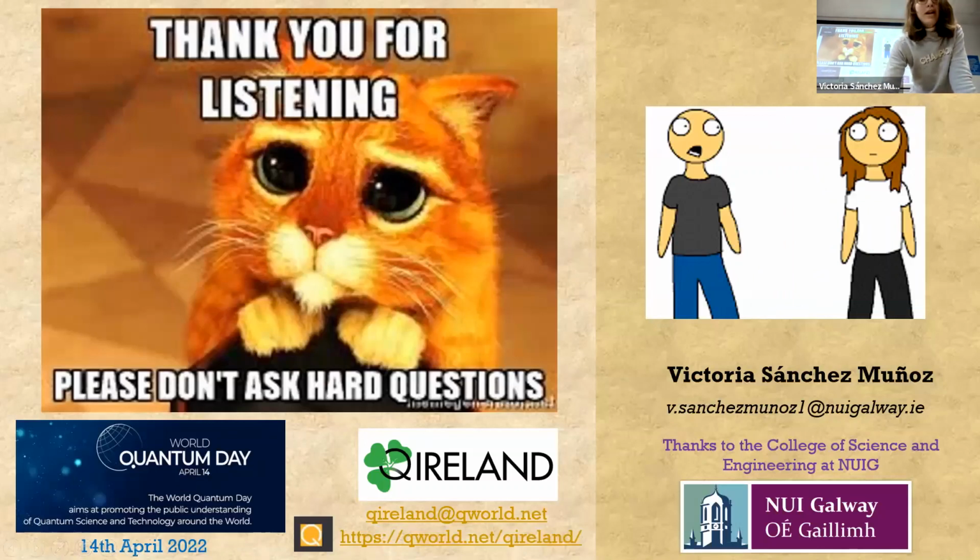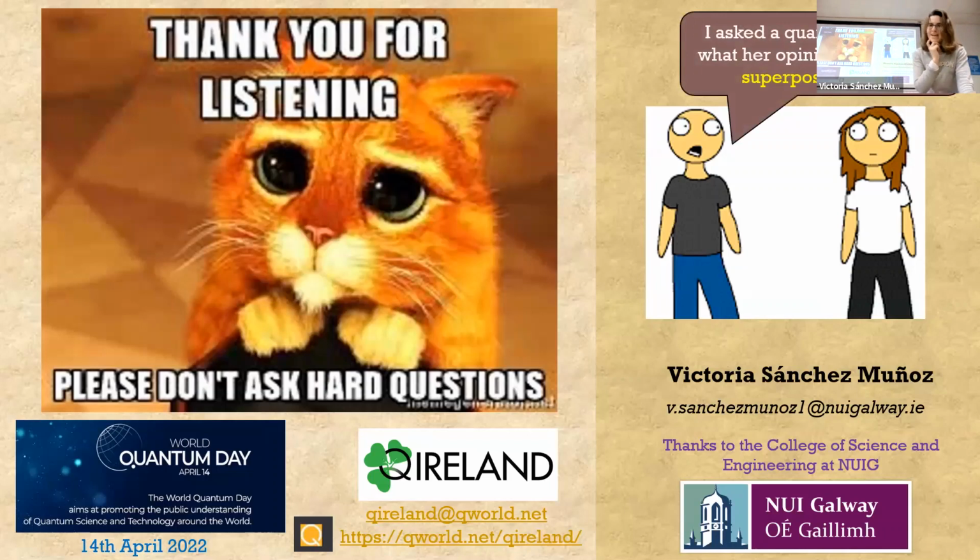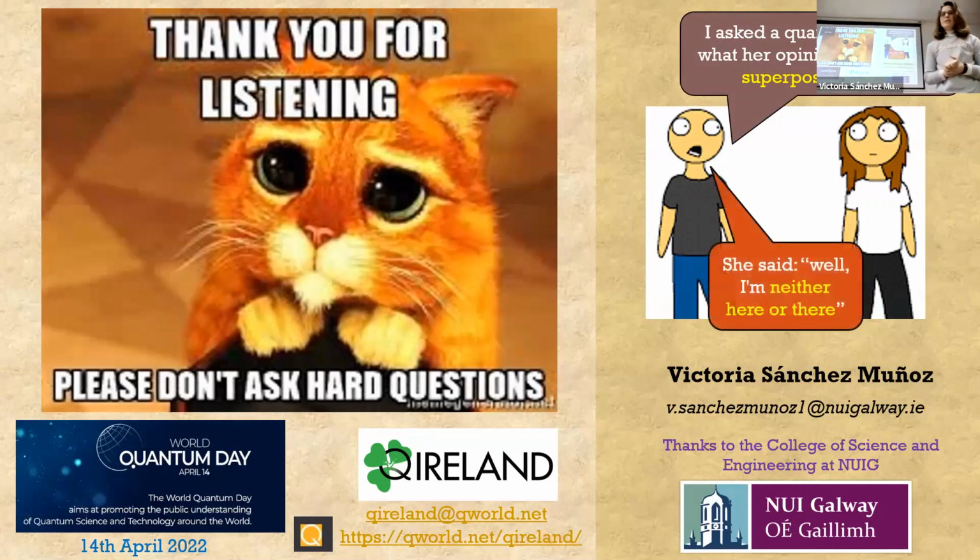But again, I need to tell another joke. You already know it, Peter? But yeah, I asked a quantum physicist what her opinion on quantum superposition was. And she said, well, I'm neither here or there. Okay. Which one was better? This one or the first one? They're both really good. I know. I spend more time trying to find good jokes than actually doing things.